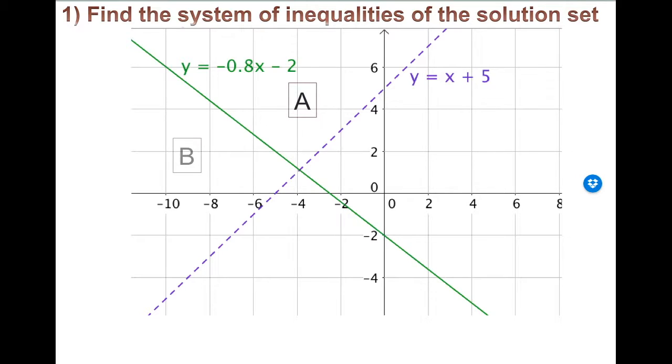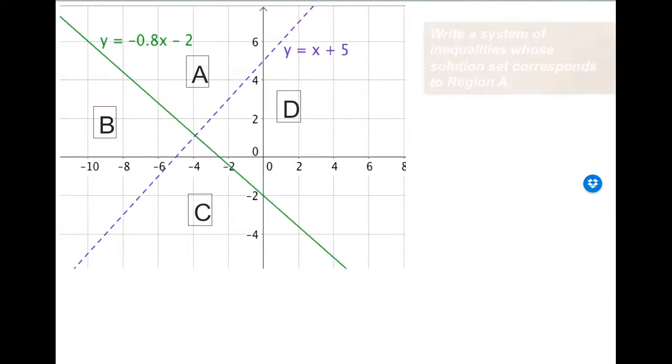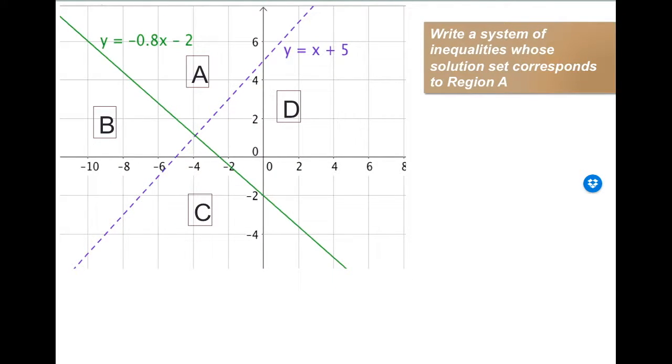So I'm going to label the parts A, B, C, and D. We're going to call these the regions. So here are 2 lines of a system of equations, and their boundaries are separated into 4 regions, as you can see, A, B, C, and D. So what are we going to do with these regions? One of the questions could be, write a system of inequalities whose solution set corresponds to this region A over here.